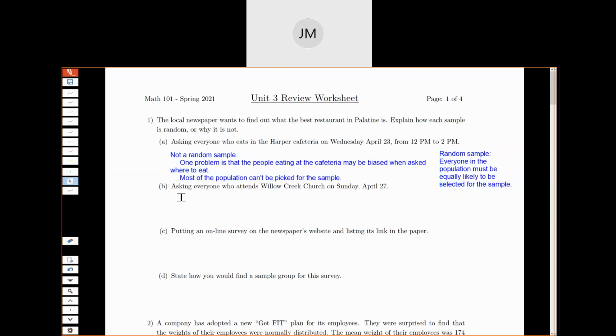Okay. Asking everyone who attends Willow Creek Church on Sunday, April 27th. So again, that's not even a Sunday. I should have updated that. That was a Sunday from a previous year. Again, this is not a random sample. And I don't have the problem here of this being an eating establishment, but I still have the problem of people who go to Willow Creek are more likely to be selected, and people who don't go to Willow Creek can't possibly be selected.